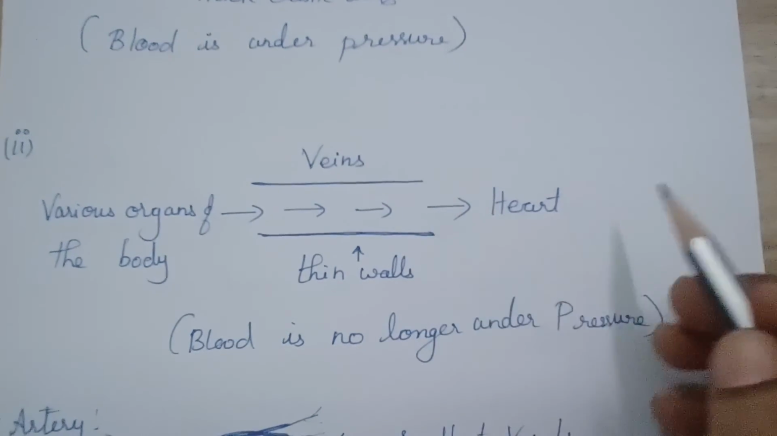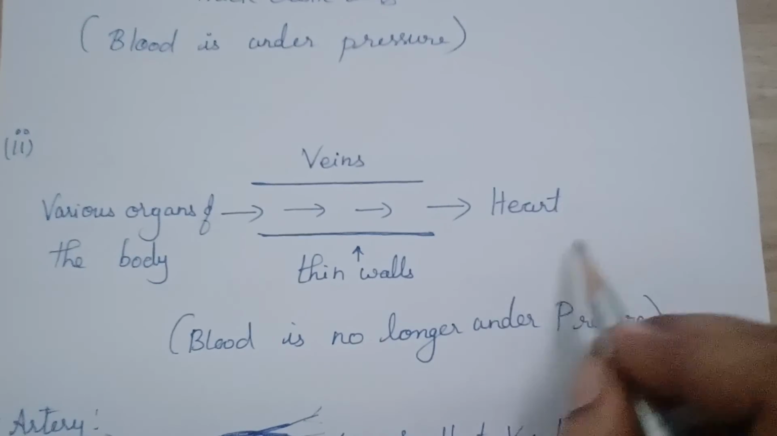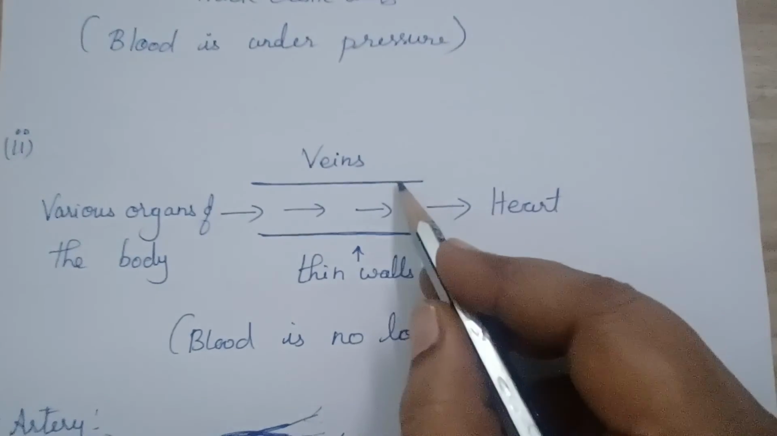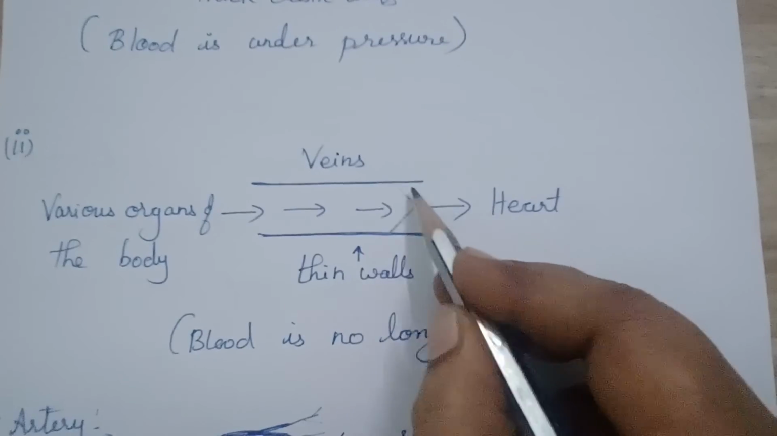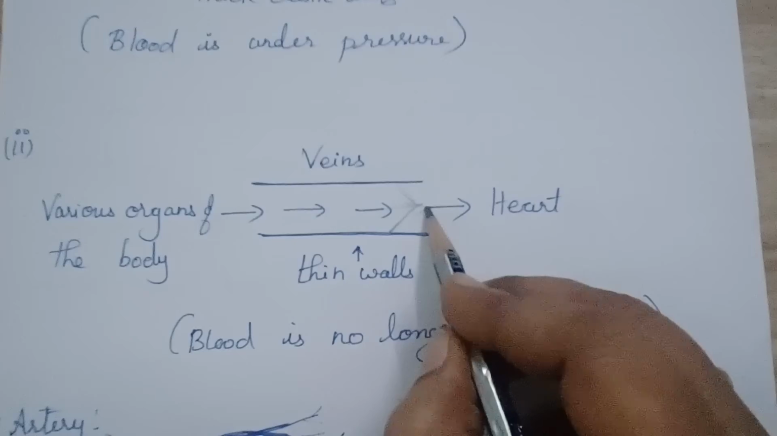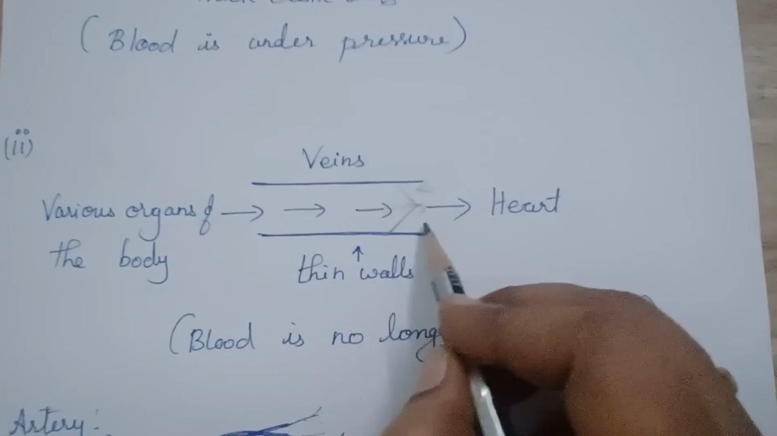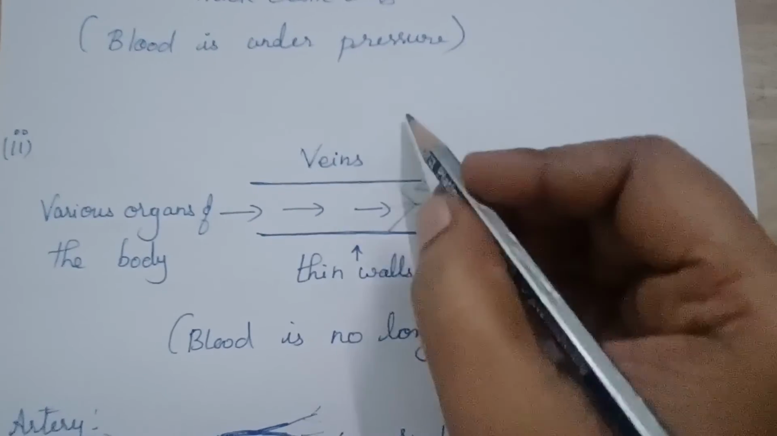But here in the veins you will have some valves. It will allow the blood to flow only in one direction, right? You will have some valves like this. It will pass through this valve, but backflow is not possible, okay. The veins are provided with some valves.